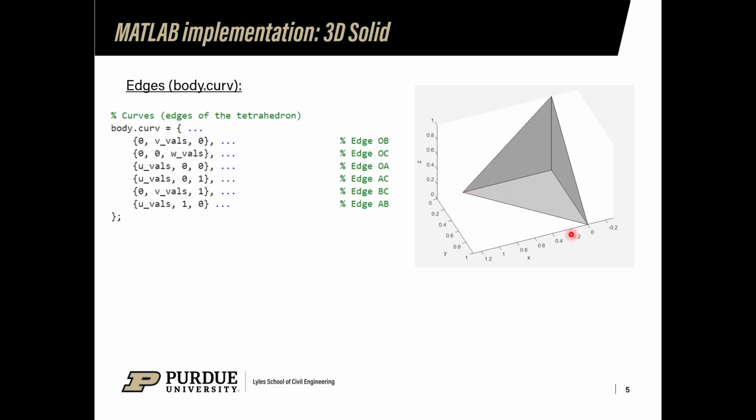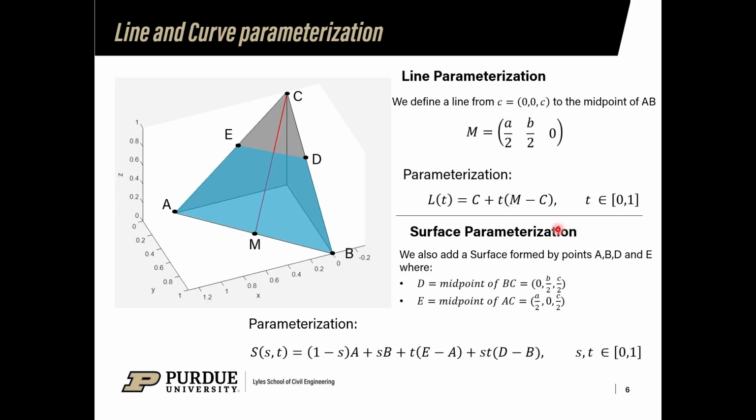The second part of this project aims to parameterize a line and a surface inside the solid that we defined in the first part. In this case, the line is defined from point C to the midpoint of AB. The parameterization of this line is straightforward. We use the formula for a line segment starting at C and ending at the midpoint M.